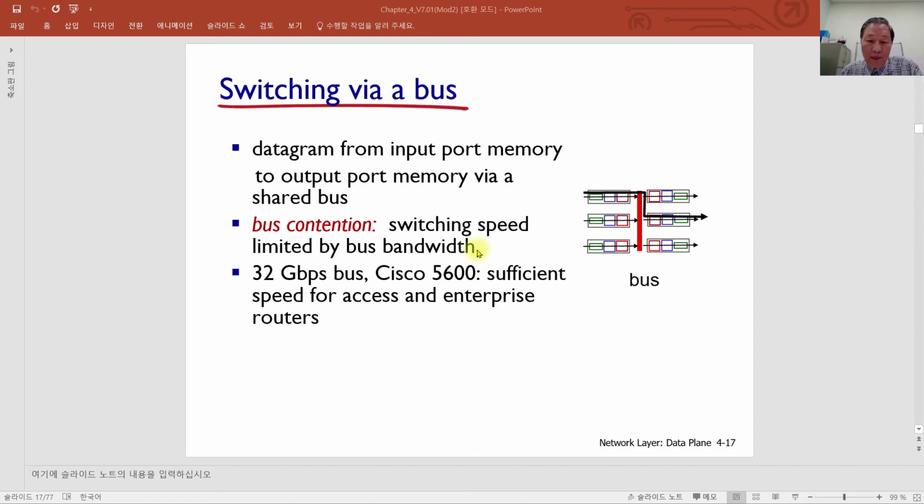Switching speed is limited by bus bandwidth. If that speed is high, then the architecture speed will be high, depending upon that speed. If that is slow, then the overall performance will be slow. Usually the Cisco model number 5600 uses this architecture, and it provides 32 gigabits per second. This is sufficient speed for access and enterprise routers.